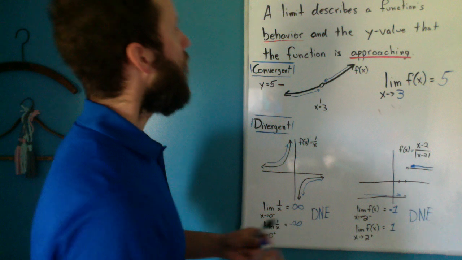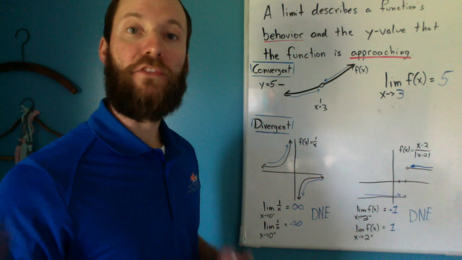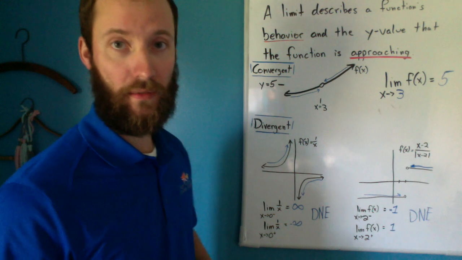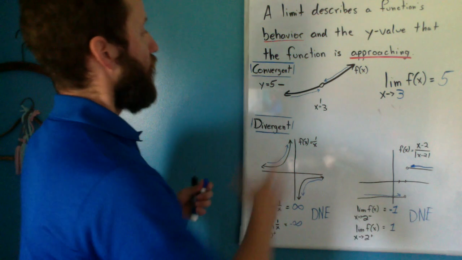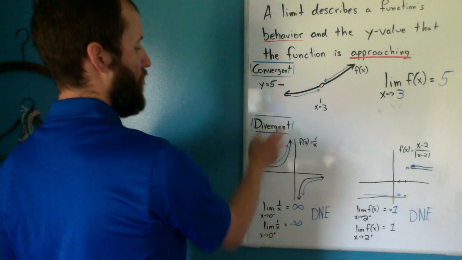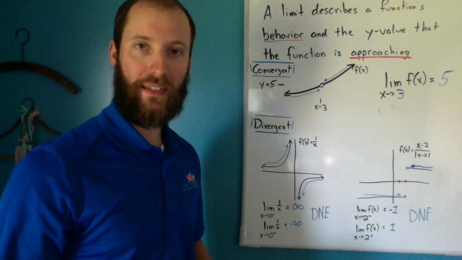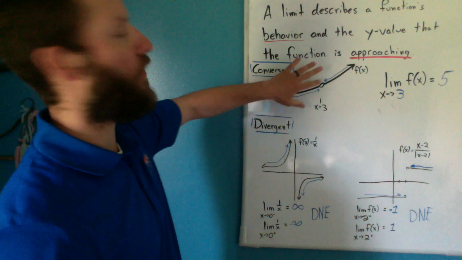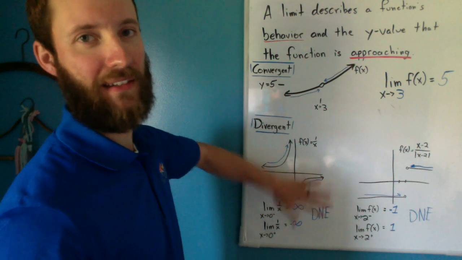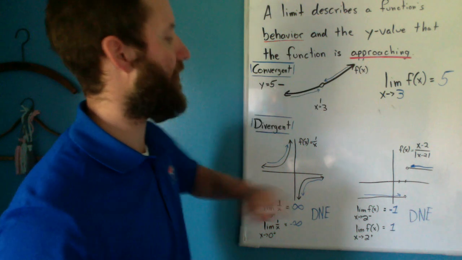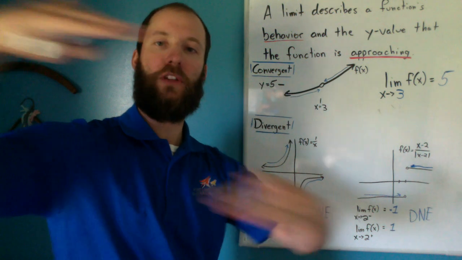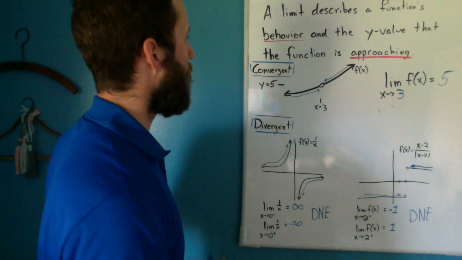All right? Now remember, it's not about what the function is, it's about what it's approaching. Okay? So convergent, approaching the same y value, divergent, approaching different y values. Convergent, the limit exists. Divergent, the limit does not exist. So up here, you need to give me a numeric answer. Down here, does not exist because you're coming from left and right. Two different things.